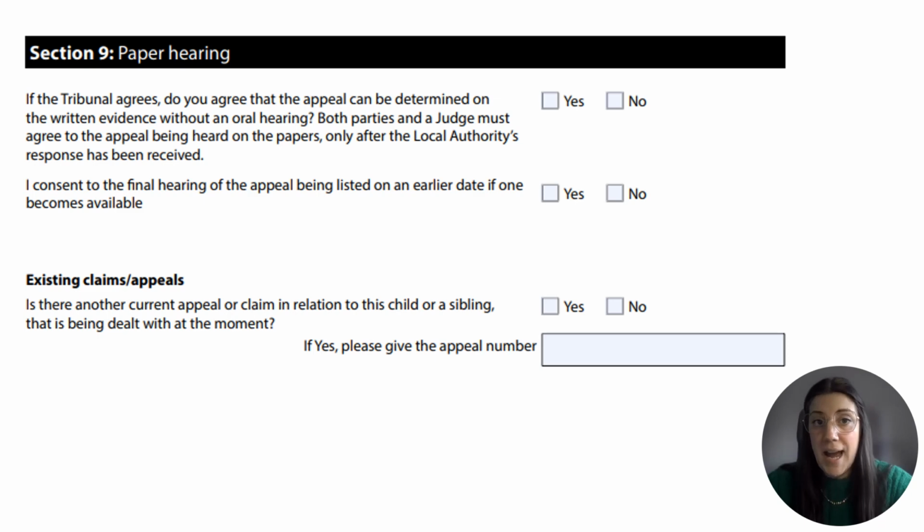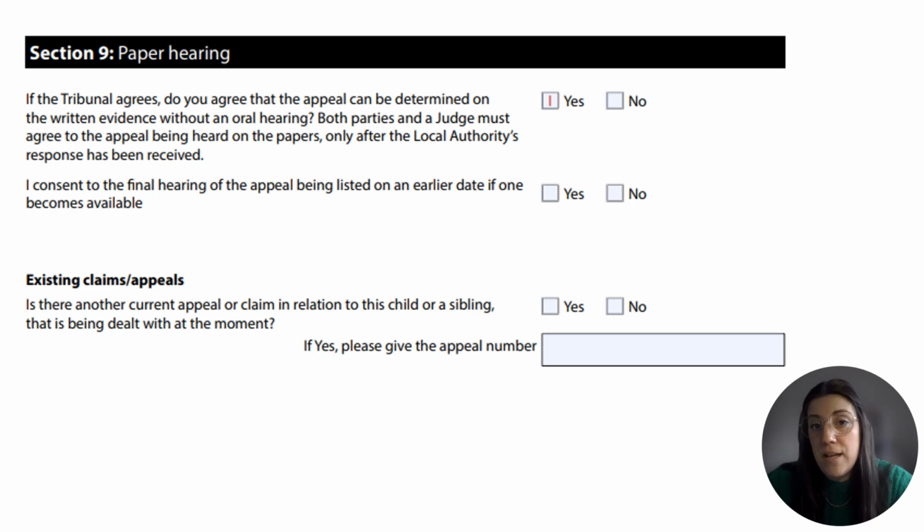Like I say, it has to be agreed by all 3 parties, so you can ask for one, but actually if the judge feels that there isn't enough evidence, they may say that they are not happy to hear it on the papers. But if you would like that option and you think your evidence is strong enough to have a paper hearing, then you tick the yes box here.